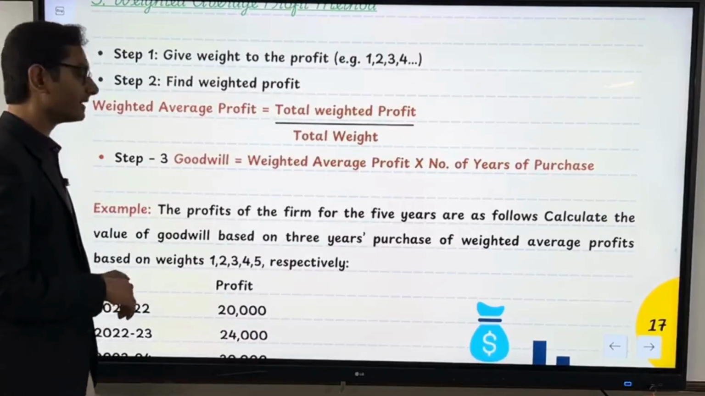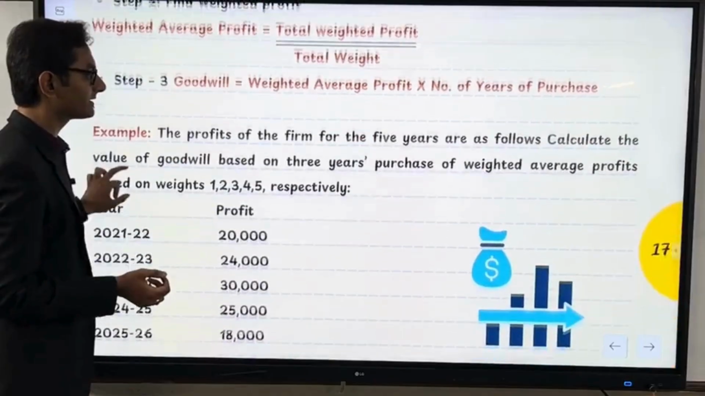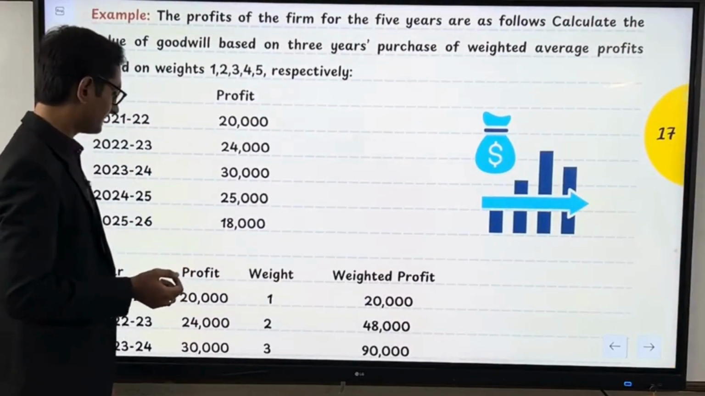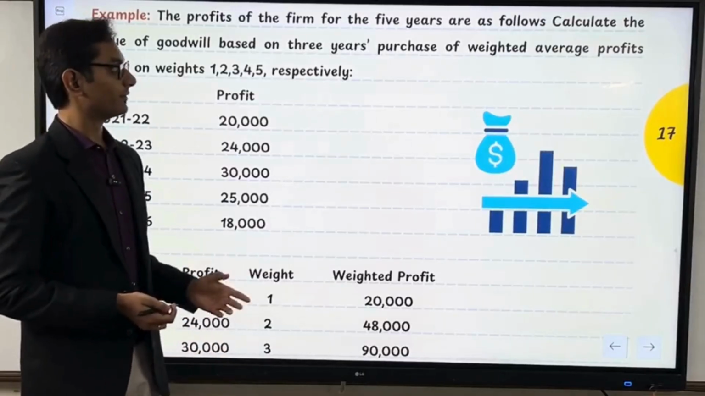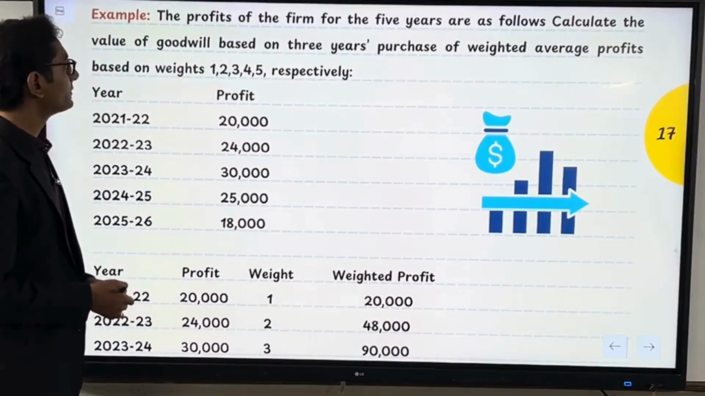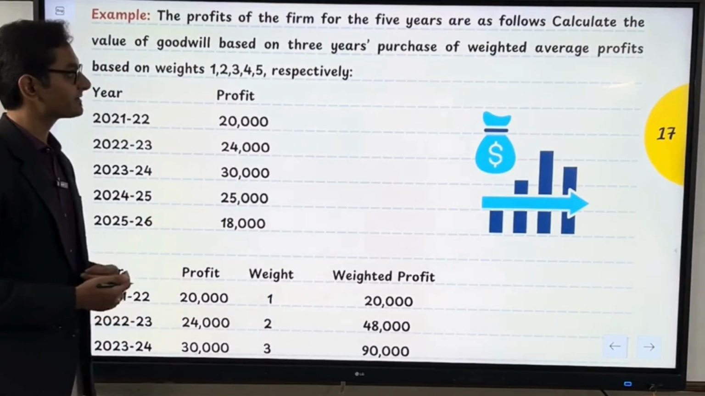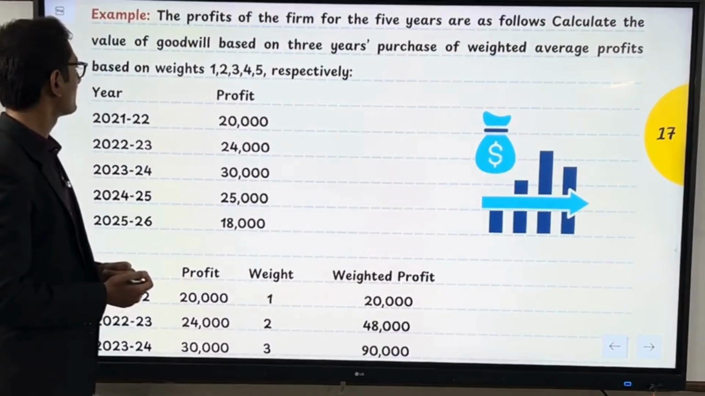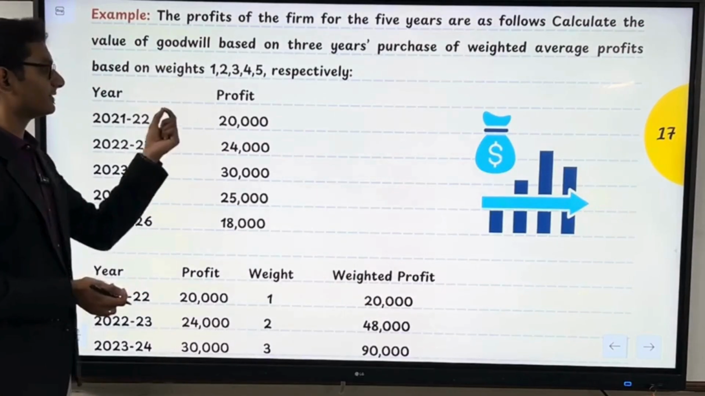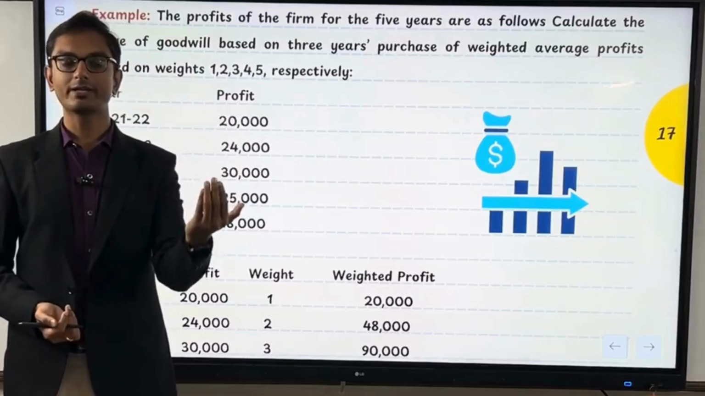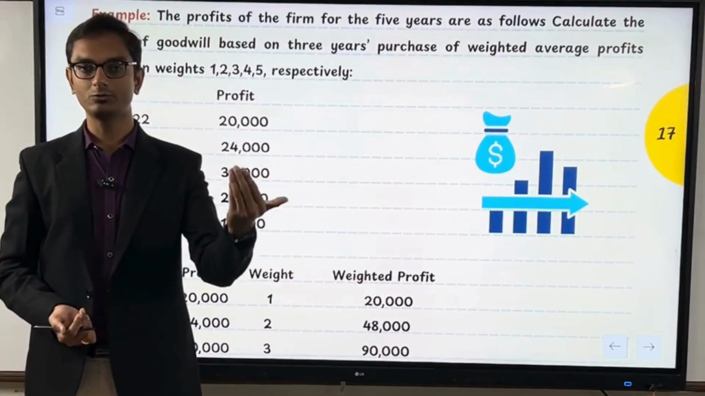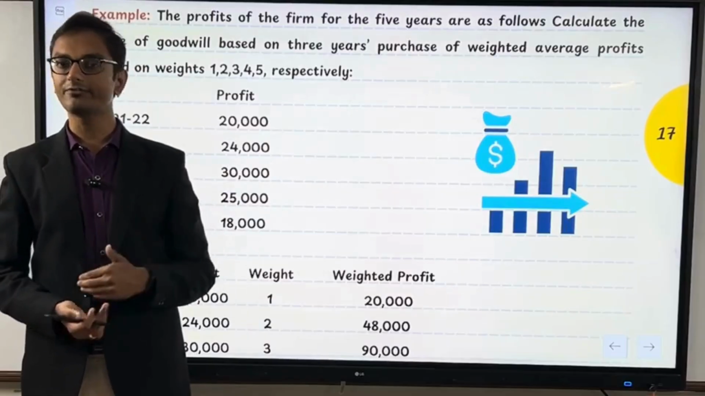Now let us see one example to get the clear idea. The profit of the firm for the 5 years are as follows. Calculate the value of goodwill based on 3 years of purchase of weighted average profit based on weights, that is 1, 2, 3, 4, 5 respectively. यानी कि जो सबसे पुराना year है उसको हमें weight देना है 1, then 2, 3, 4 and latest year को हमें देना है 5 नंबर.